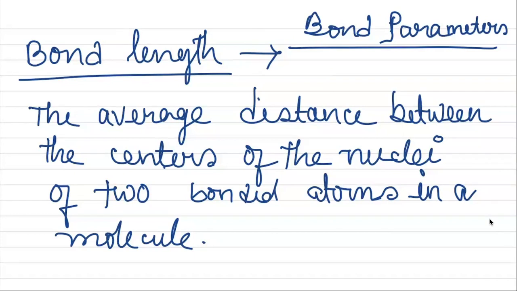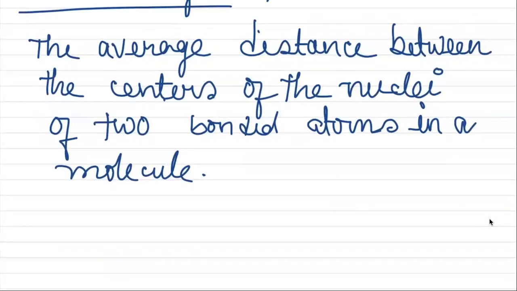The first parameter is bond length. So what is bond length? It is the average distance between the centers of the nuclei of two bonded atoms in a molecule.